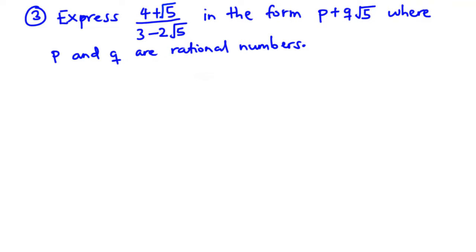So for the third example, we are to express 4 plus root 5 divided by 3 minus 2 root 5 in the form of p plus q root 5, where p and q are rational numbers. So to solve this, first of all, let's write down the expression. So we have 4 plus root 5 divided by 3 minus 2 root 5. So as usual, we are going to multiply top and bottom by the conjugate of the denominator. So that is 3 plus 2 root 5.